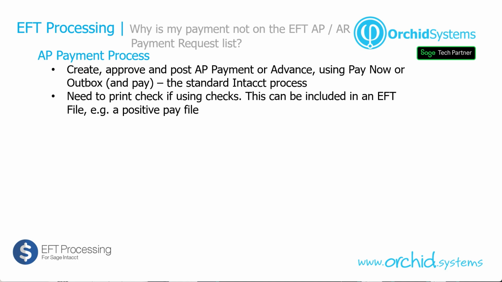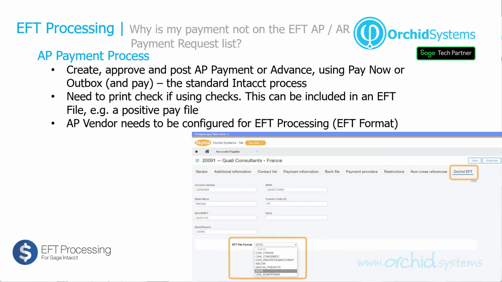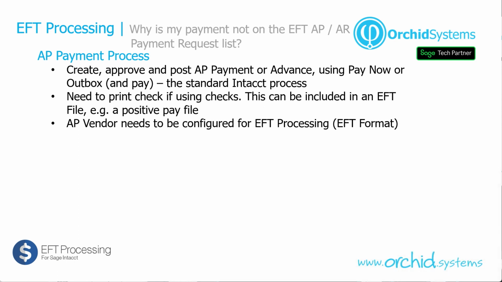And if you're doing checks and you're creating a positive pay, you need to still print the checks so they get posted. And for this payment to be shown on the AP payment request screen, the AP vendor needs to be configured for EFT processing. That is, you need to select an EFT format against the AP vendor and then fill in the required details.